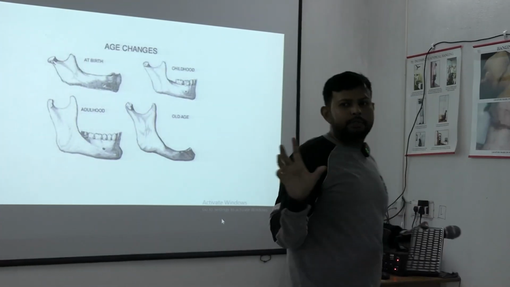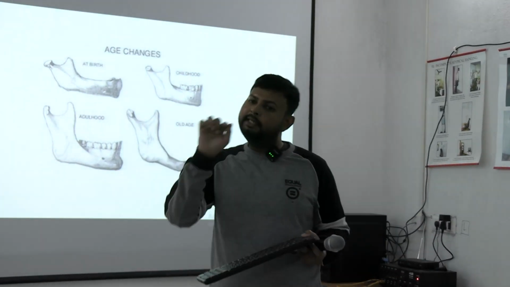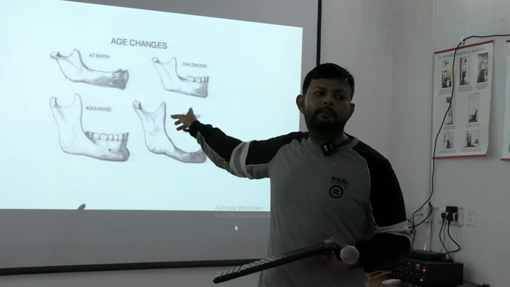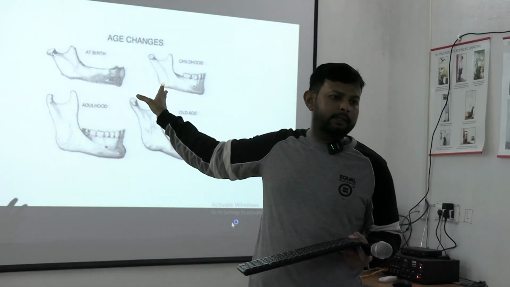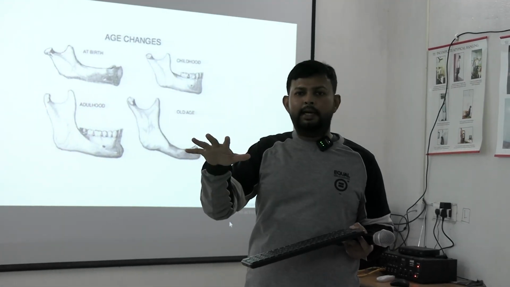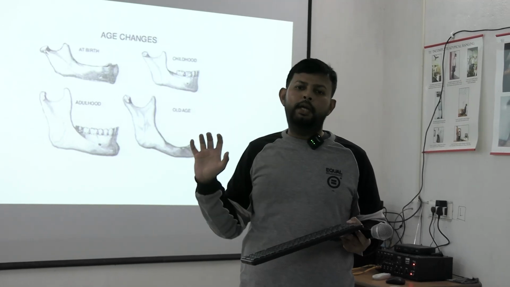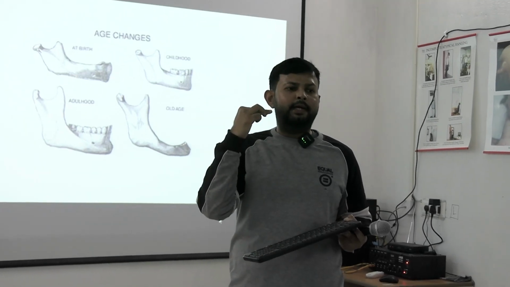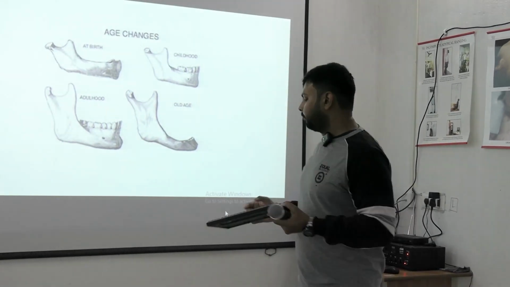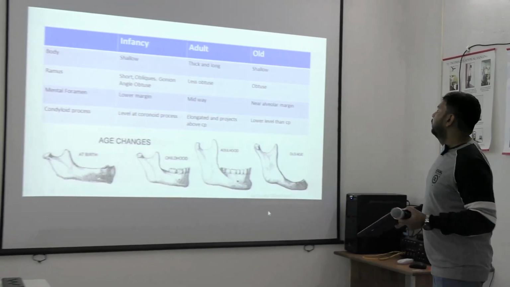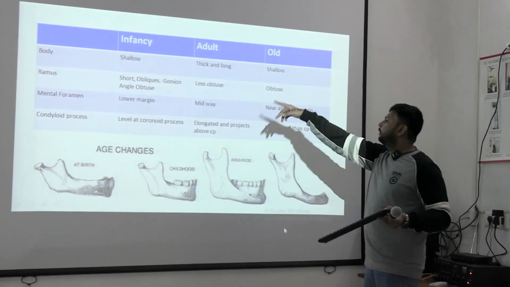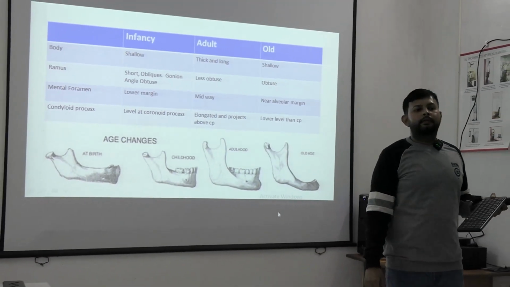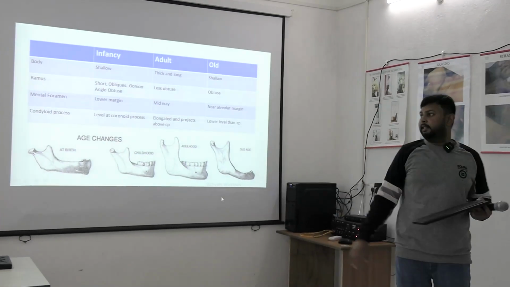So the main part for age estimation is dentition, and with this we can give a gross age, whether children, adult or old age, by the position of the mental foramen. Fine? Okay, go through this table. So what I have said is the gist of it.